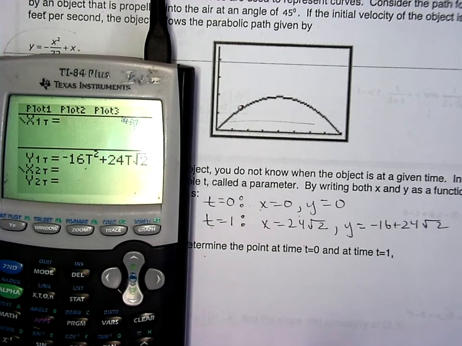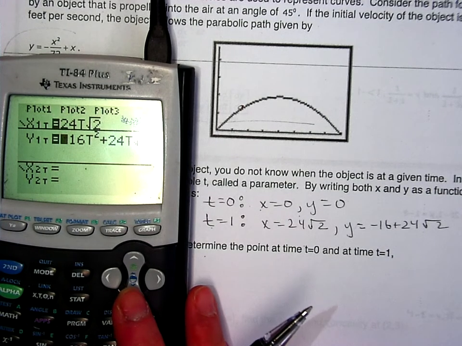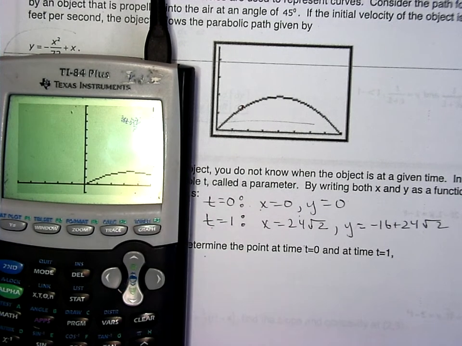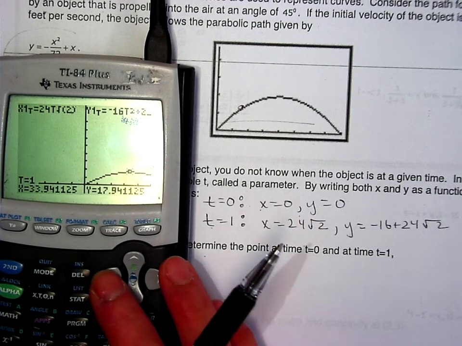And when you type in the equation, so let's say I want to type in 24t square root of 2, if you just press the x comma t comma button, it will automatically give you the t and then square root of 2. And then you can do the same thing for the y equation. And when you graph it, it will give you the same graph. And then when you trace it out, it will give you the x and the y that matches up.